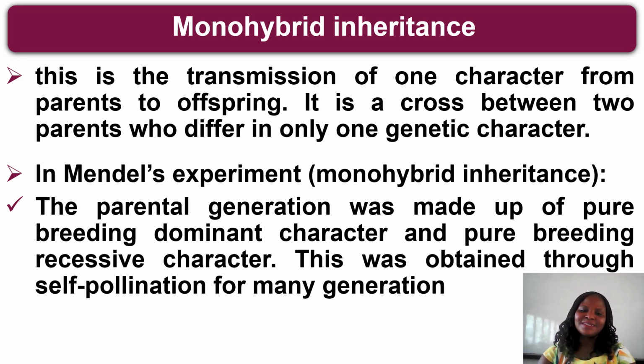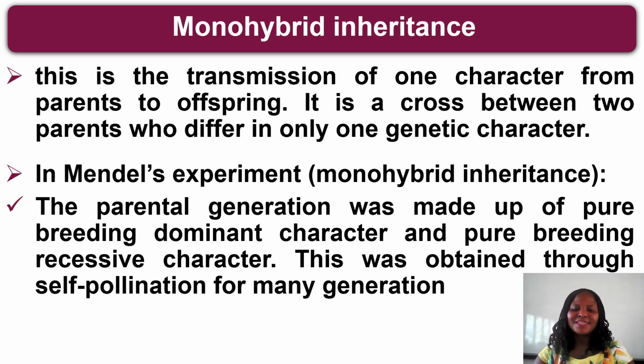Mendel conducted an experiment using pea plants. In this pea plant, Mendel looked at some characters, which are the height of plant, the color of seed or color of seed coats, shape of seed coats, the color of fruits, shape of fruits, and then color of flower. Then the last one, position of flower. So Mendel looked at 7 characters in the pea plant.